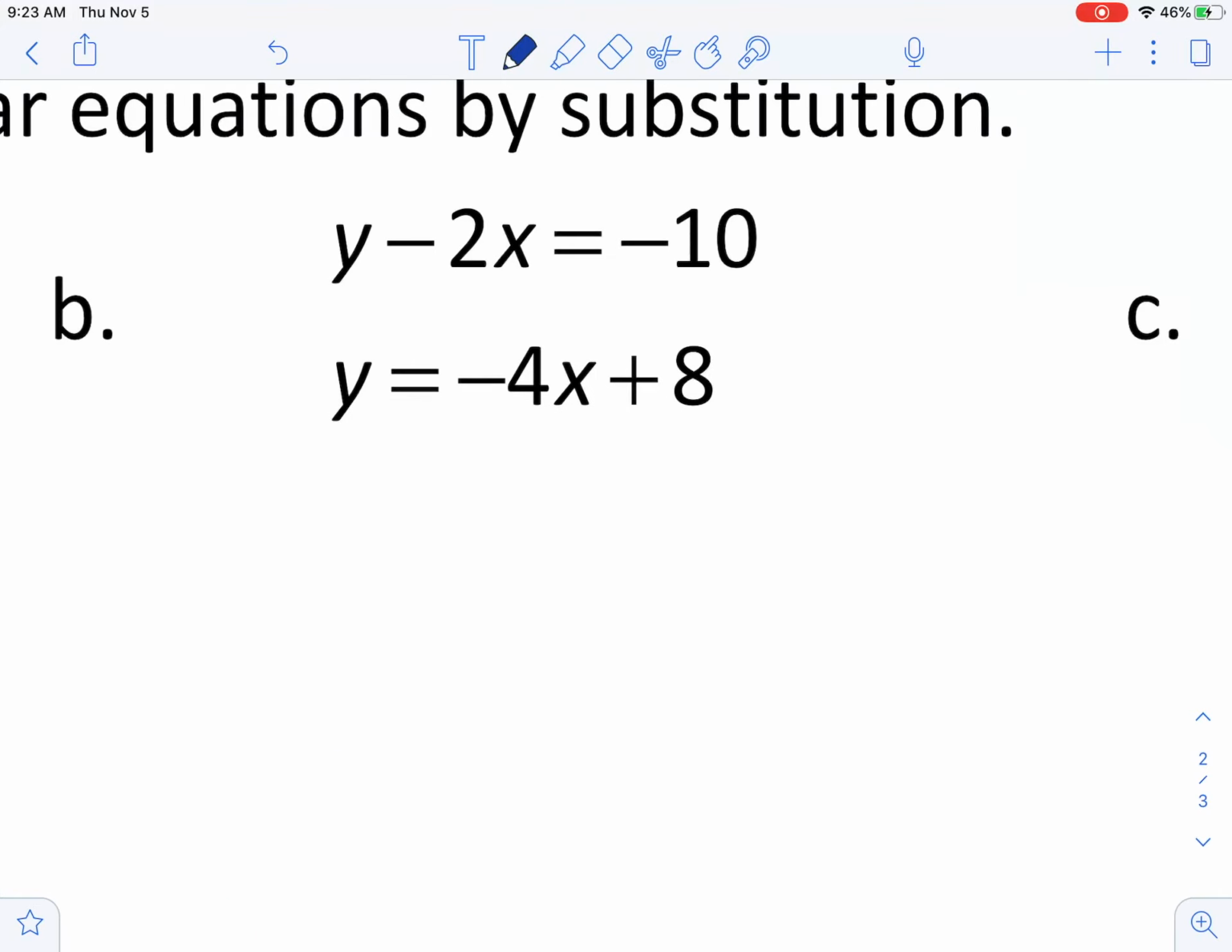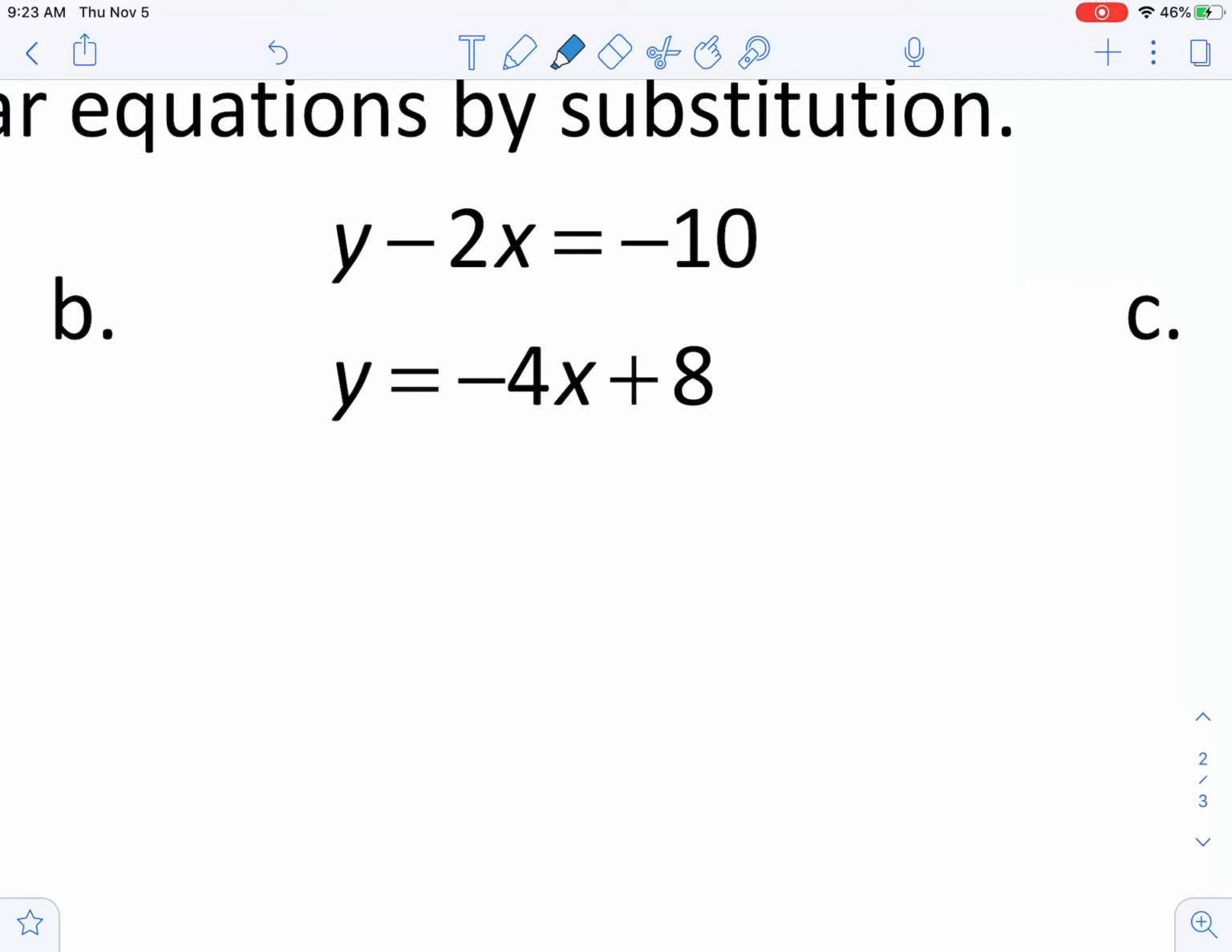Okay, so this next one. When do you start using substitution? That's a question we talk about later in the notes, but I'm covering it now. You want to use substitution when you already have one of the equations pre-made so that one of the variables is by itself. It doesn't always have to be y equals. A lot of times it will be, but it doesn't have to be. It could have said x equals, okay?